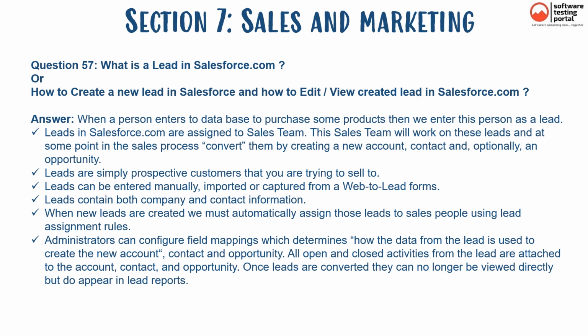Leads are simply prospective customers that you are trying to sell to. Leads can be entered manually, imported or captured from web-to-lead forms. Leads contain both company and contact information. When new leads are created, we must automatically assign those leads to salespeople using lead assignment rules. Administrators can configure field mappings which determine how the data from the lead is used to create the new account, contact and opportunity. All open and closed activities from the lead are attached to the account, contact, and opportunity. Once leads are converted, they can no longer be viewed directly but do appear in lead reports.